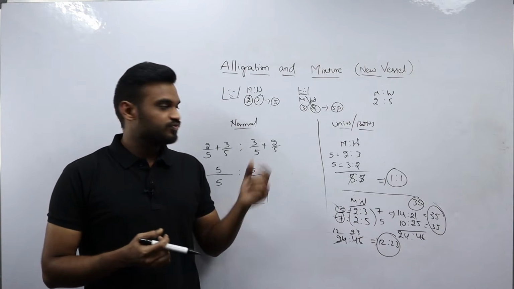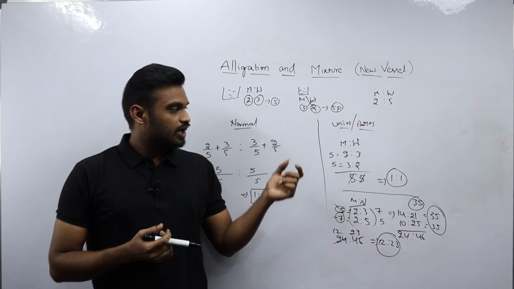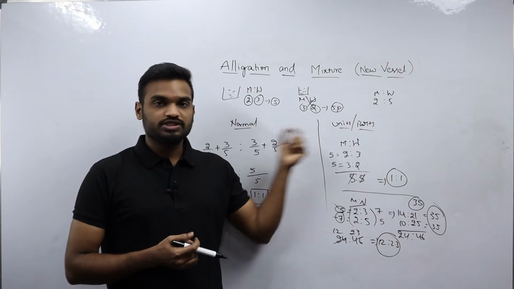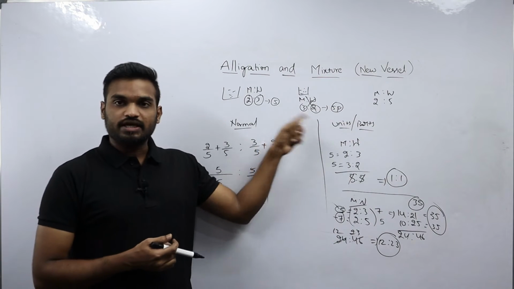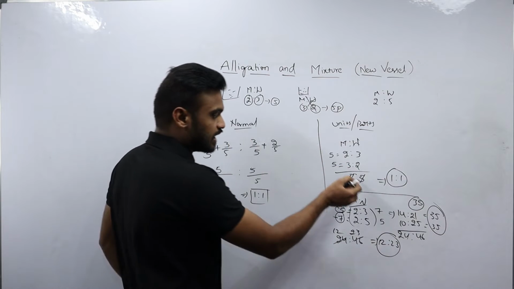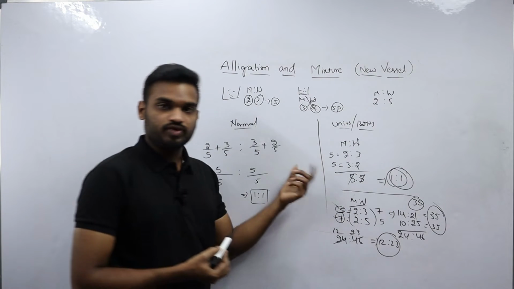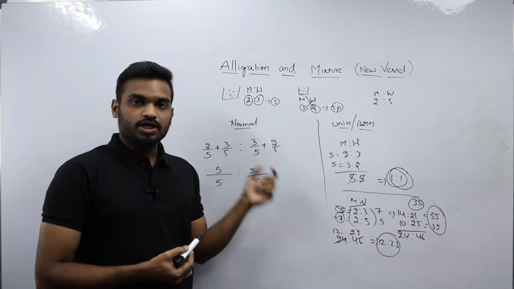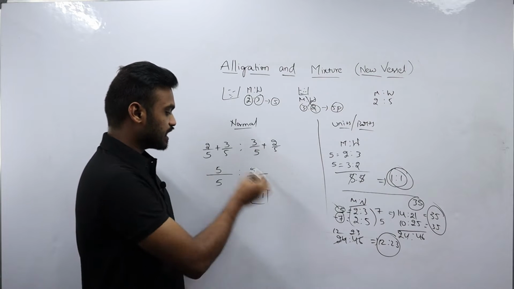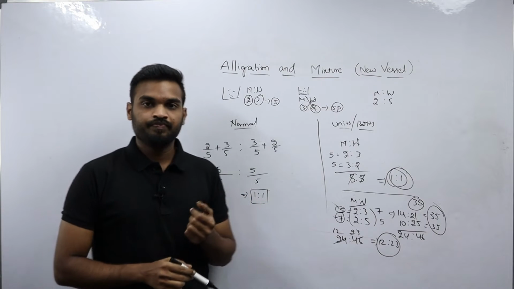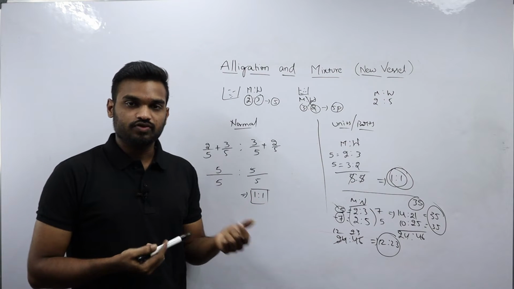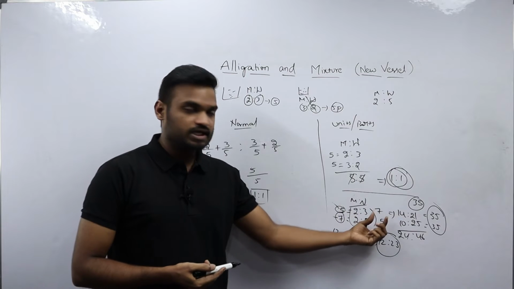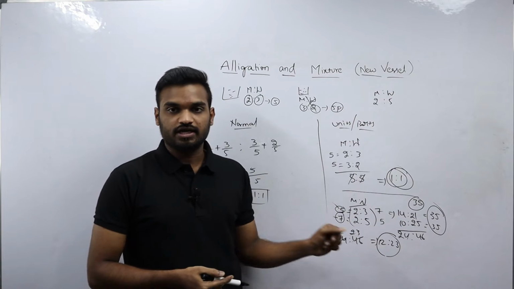Now you can ask me which method is very easy. See here, I will always suggest you to go through the units or parts method, because whenever the quantities are the same here, we can directly add them and say the answer is 1:1. But in the normal method, we need to do all the calculations to get the ratio 1:1. Even though the parts are different, we can directly take the LCM, directly equate them and tell what the final ratio is.